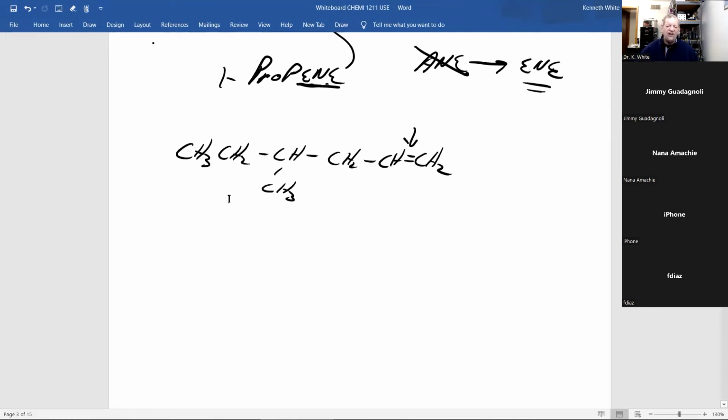You find the longest chain with both carbons of the double bond. So I can say 1, 2, 3, 4, 5, 6, or 1, 2, 3, 4, 5, if I go this way. And which is the longest chain? Hopefully I'll pick 6. Remember, the math in this class is really tough. So the longest chain with both carbons of the double bond is 6. And you look at the alkane name for that.